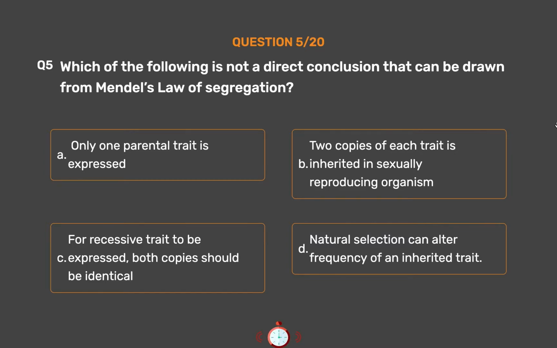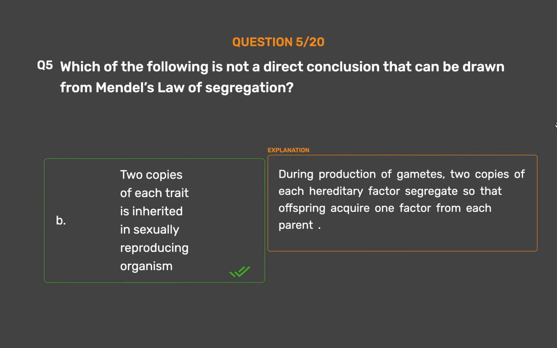The correct answer is Option B. 2 copies of each trait are inherited in sexually reproducing organisms. During production of gametes, 2 copies of each hereditary factor segregate so that offspring acquire one factor from each parent.